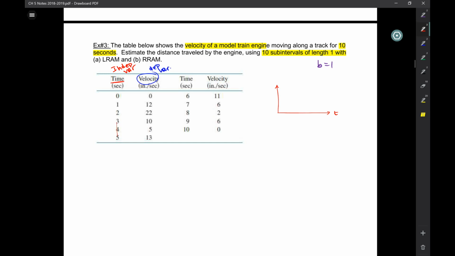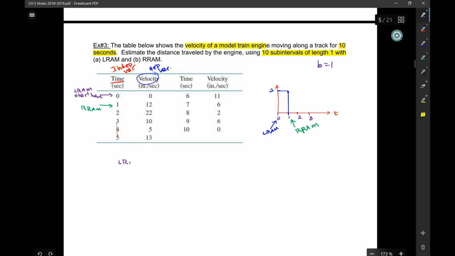Okay? So if this is 0 and then 1, 2, 3, and so on, at 1, it's 12. So that's how that looks, okay? If I want LRAM, I want to start with this one. If I want RRAM, I want to start with this one. Okay, so RRAM, I start here. And then LRAM, I'm going to start here. So that's what you just have to be careful of.